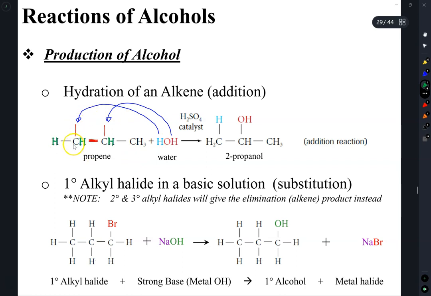So in this case, the terminal carbon over here has 2 hydrogens attached to it. It gets the hydrogen, while the one in the center only had 1 hydrogen. It should get the hydroxide instead. So 2-propanol is your major product.